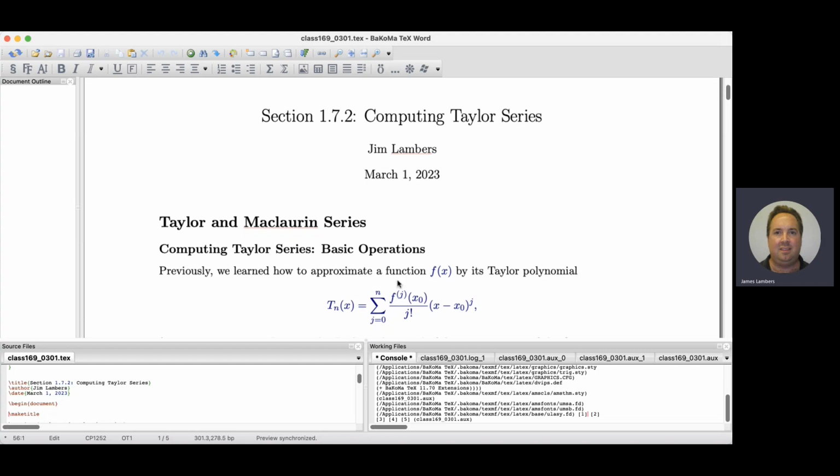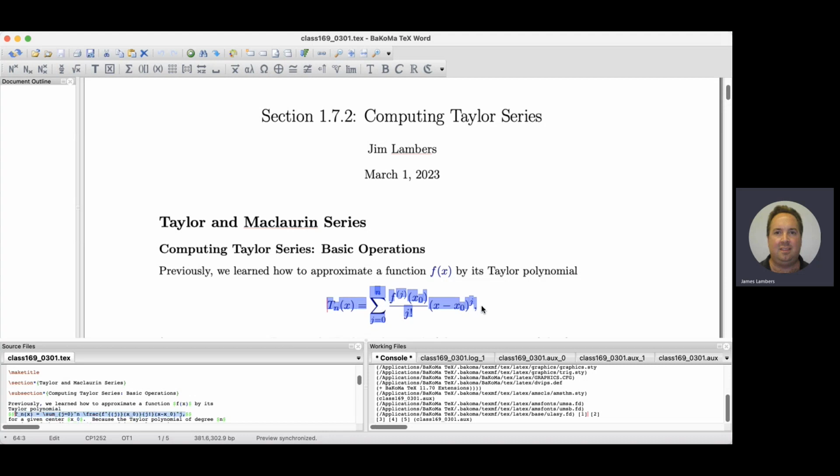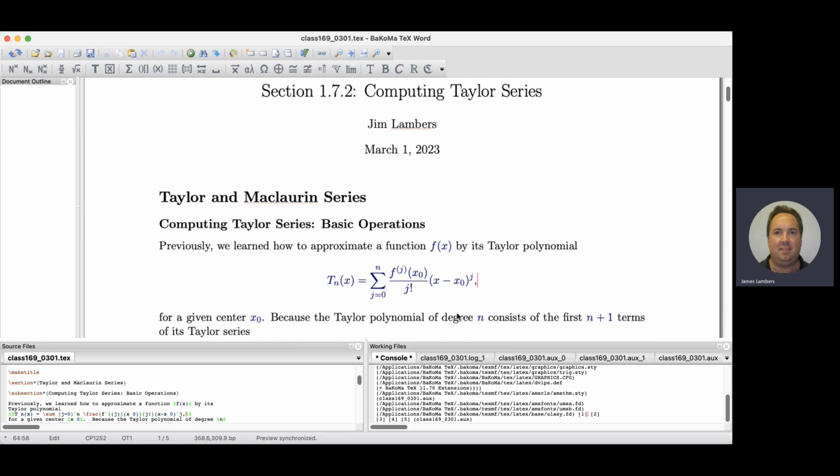Now, just as a recap from last time, this is the formula for a Taylor polynomial of degree n with center x naught. For this, you have to evaluate derivatives of f, starting from the function itself, first derivative, second derivative, up to the nth derivative at x naught, divided by j factorial, times x minus x naught to the j.